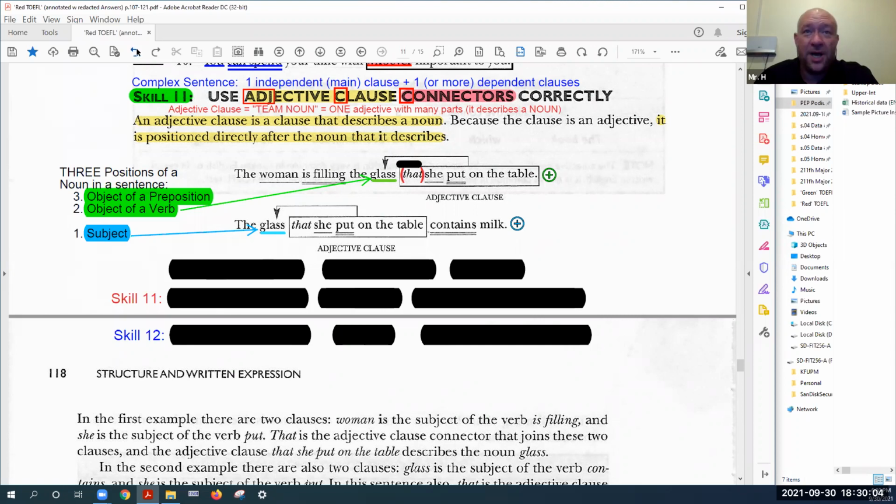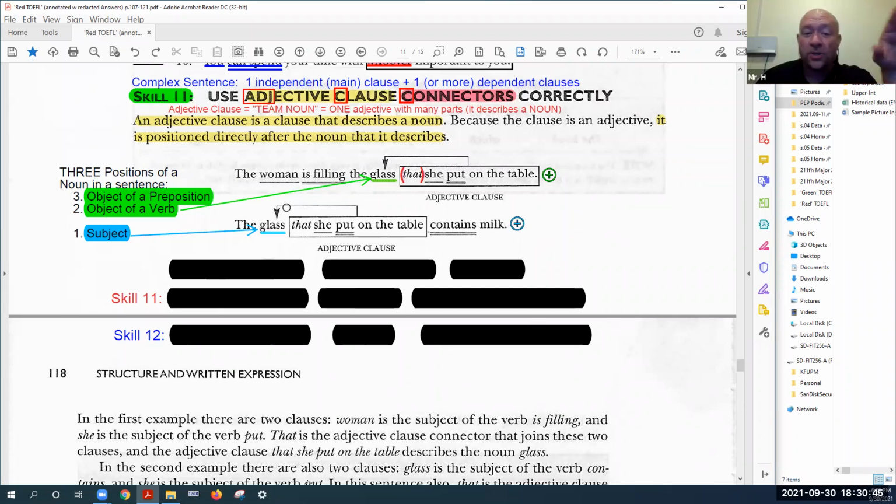So let's go on to the subject formula now. Yazan, can you read? The glass that she put on the table contains milk. Can you explain this formula? Why is this formula one? Because of the subject, glass. Yes, glass is the first subject. That's right.